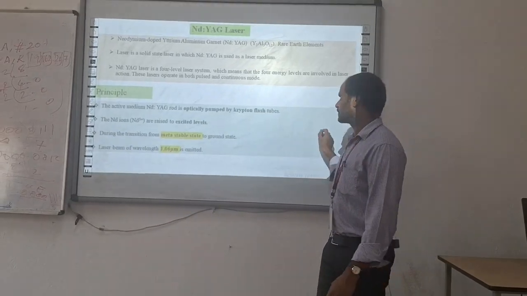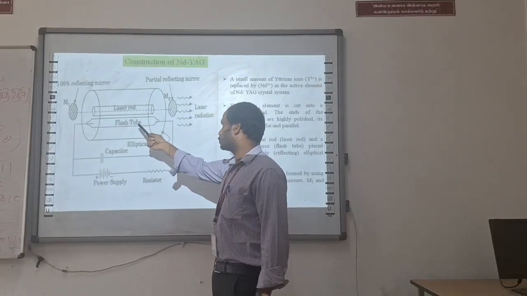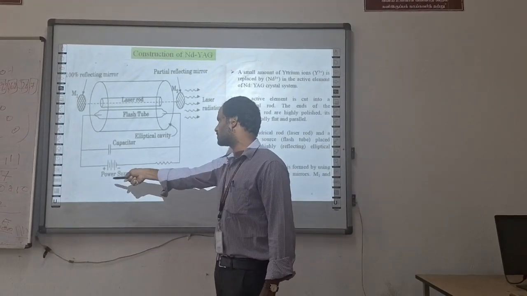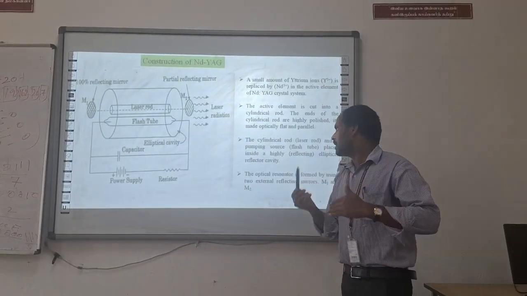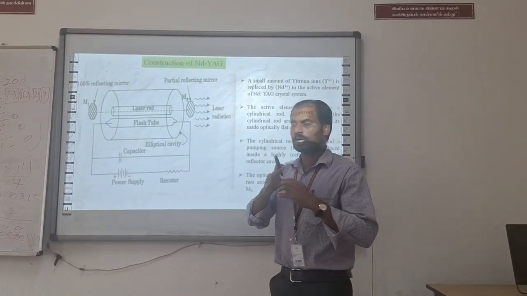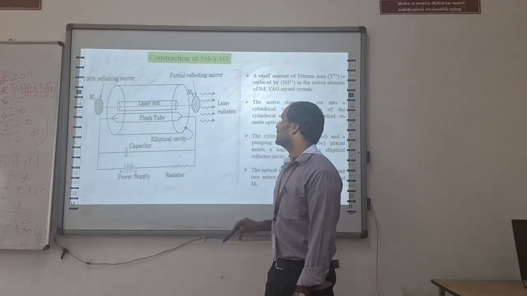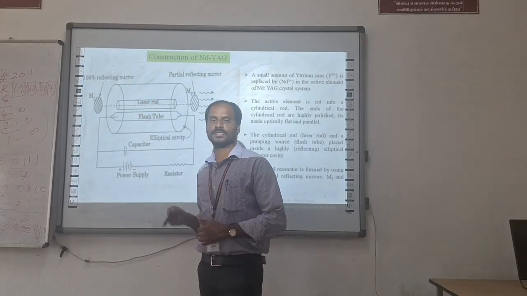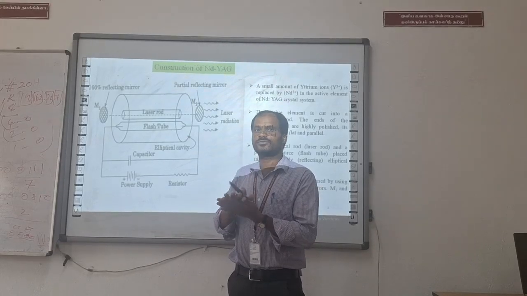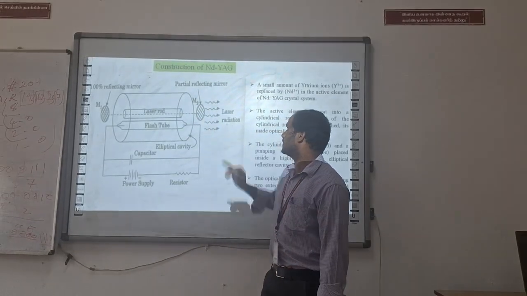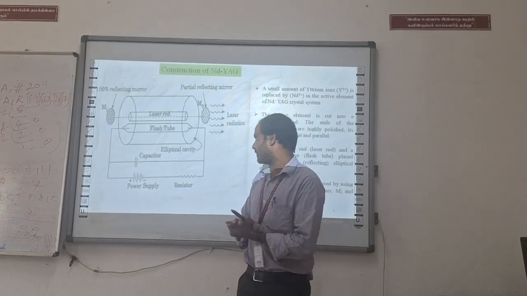Construction of the Nd:YAG laser. It is based on a laser rod and a flash tube. The flash tube is connected with a resistor and power supply. The laser rod is kept in a cylindrical cavity. There are two mirrors: one is a 100% reflecting mirror, another is a partially reflecting mirror. The 100% reflecting mirror, M1, is fully polished, so its surface is very smooth. The other, M2, is partially reflecting, and its surface is partially coated.